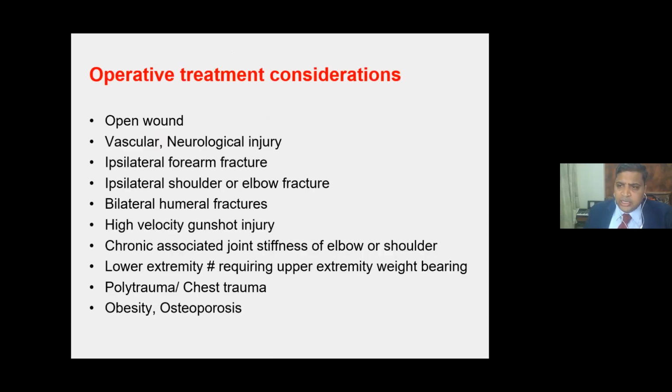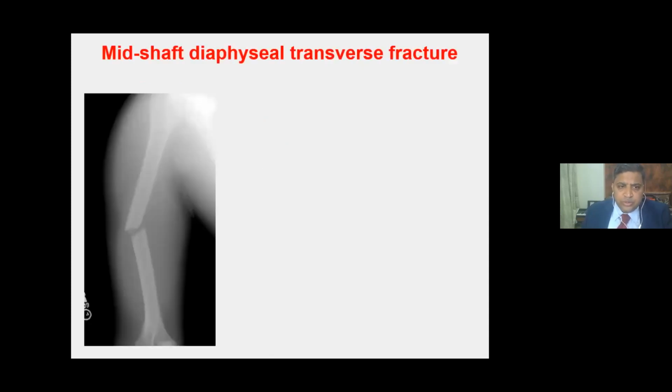These are the individual considerations for that particular fracture which you need to take: whether it's an open fracture, associated with any neurovascular injury or not; any associated ipsilateral or sometimes bilateral humeral fracture; whether it's a high or low velocity fracture; whether the patient has polytrauma or associated chest trauma; whether the patient is obese, age, osteoporosis. These considerations in individual case scenarios will lead you to which kind of implant you are going to choose.